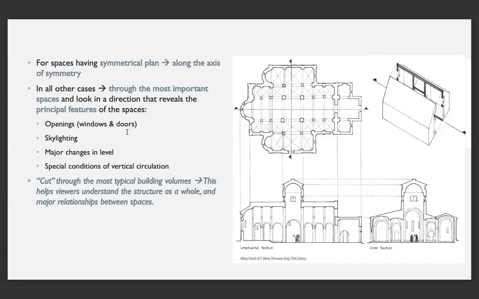What are the principal features of a space? Openings, windows and doors, skylighting, major changes in level, spatial conditions of vertical circulation. Cut through the most typical building volumes. This helps viewers understand the structure as a whole and major relationship between spaces and voids.